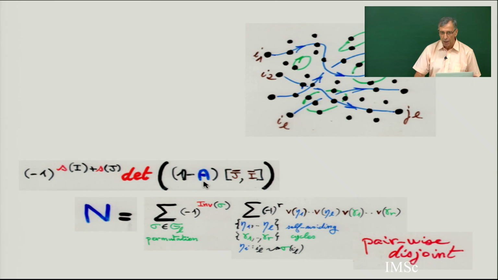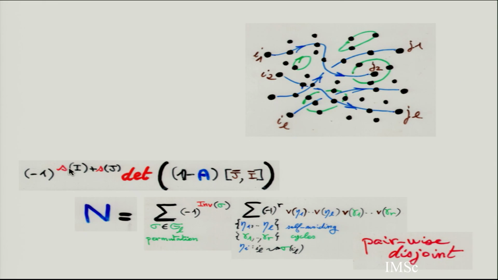Sorry. What is S of I? S of I is the sum of all the indices I, and S of j the sum of all the indices j. Oh, sorry, I forgot to define this. So I and j are some indices, I1, I2, I3. I take the sum of all the indices I, which is S of I, and the sum of all the indices j, which is S of j.